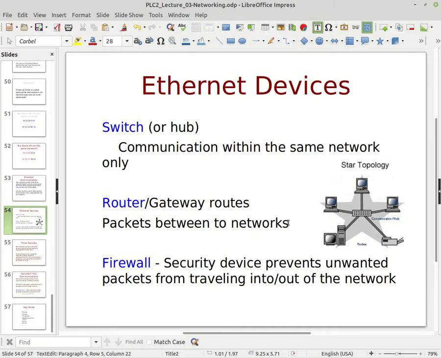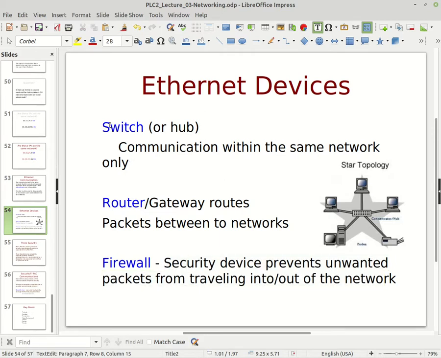Now, when you're going between networks, you also need to consider whether it is a trusted network or the internet. Of course, nothing on the internet can be trusted, so you would need to set up a firewall. A firewall is a security device that prevents unwanted packets from traveling in and or out of the network, depending on what you set it to do. So it could block all communications either way, or just allow the communications that you want to allow.